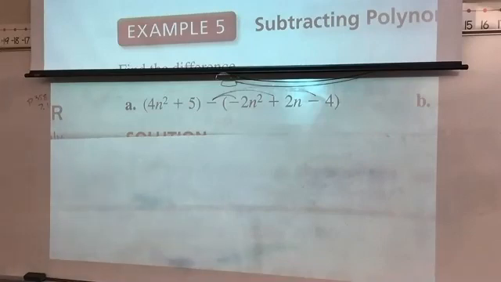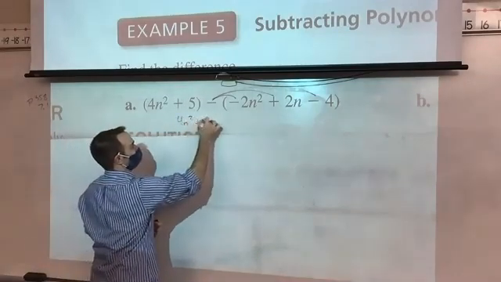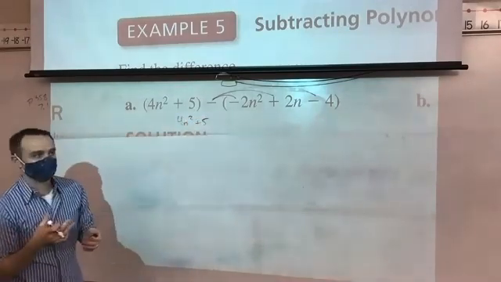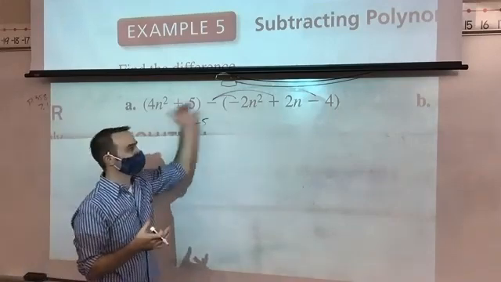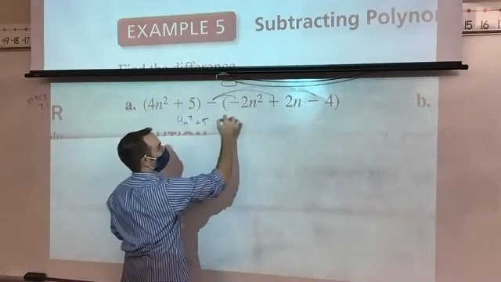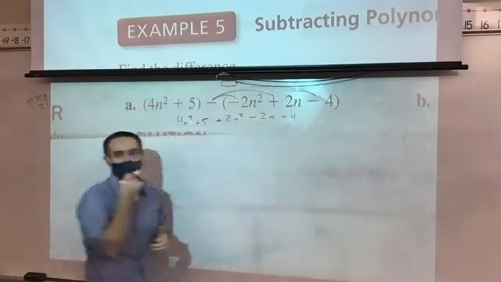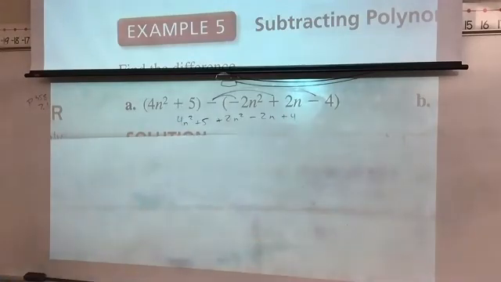What's going to happen to those three terms when I distribute that negative? They're going to become the opposite. It's going to change the sign of all of them. So the first one's going to stay the same, n squared plus 5. But now I'm distributing, so I'm changing the sign of each one of those. I change that to a plus 2n squared minus 2n plus 4. So I'm changing the sign of all of those in that second trinomial.